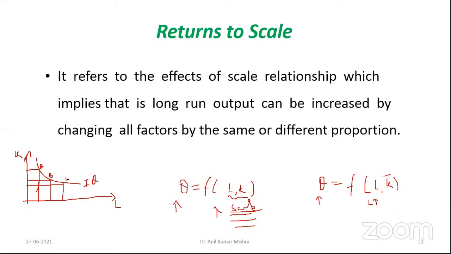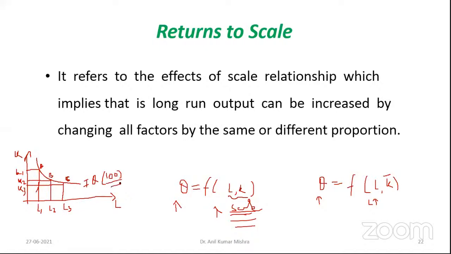So these points show us the locus of points, which consists of different combinations of the input factors. At the point A, it produces, let's say, 100 units of output by using L1 labor and K1 capital. Similarly, at the point B, it uses L2 labor and K2 capital to produce the same 100 units of output. If you take the point C, here we take K3 and L3. It also will produce the same amount of output.